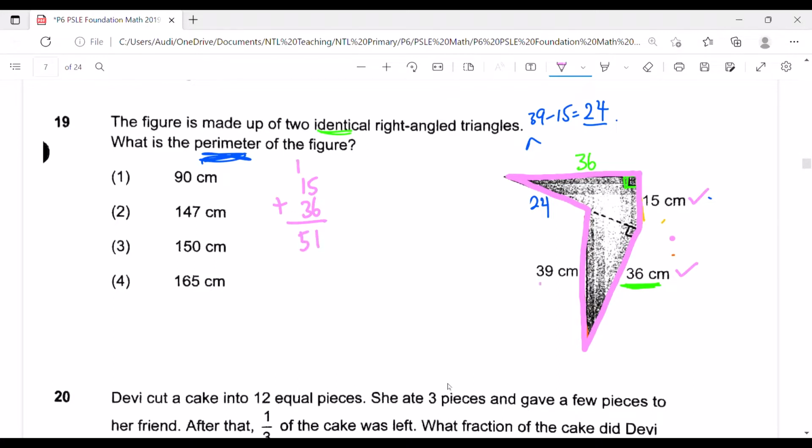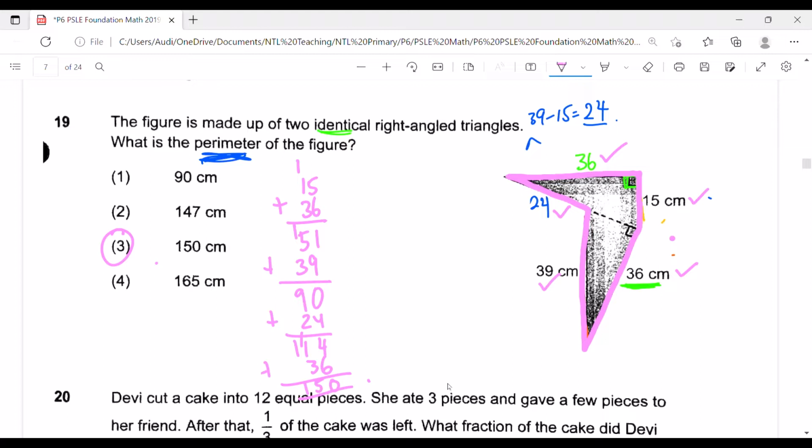Now I plus 39. 0, 1, 9. Then I plus this side. So plus 24, 4, 1, 1. Then I plus this part here. Notice I put ticks so I can see that I'm going around. I'm not missing anything. Okay, so plus 36, 0, 1, 5, 1. So 150. This is our answer.